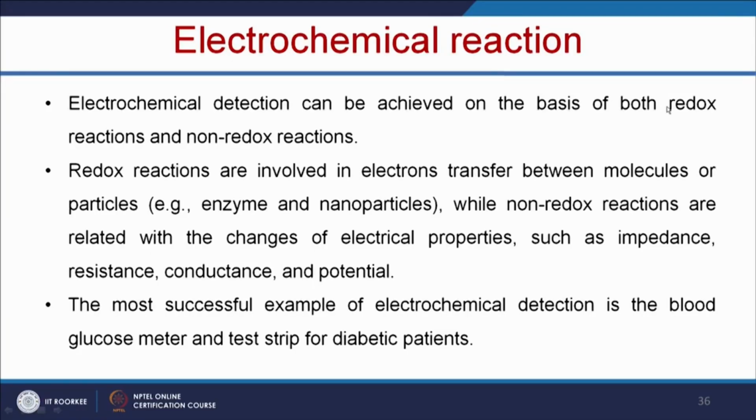So let us see what is electrochemical reaction. Here electrochemical detection can be achieved on the basis of both redox reactions and non-redox reactions. The redox reactions involve electron transfer between molecules or particles, and the non-redox reactions are related to changes of electrical properties. For example, impedance or resistance will get changed. The most successful example of electrochemical detection is the blood glucose meter.